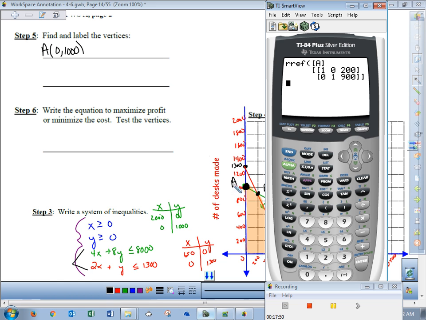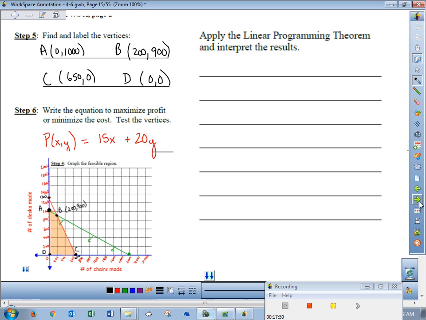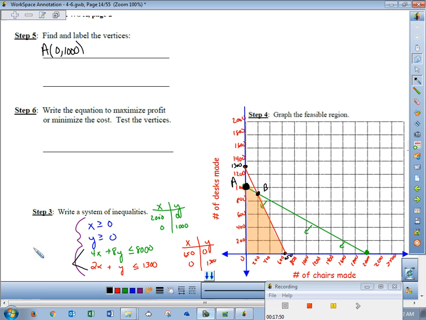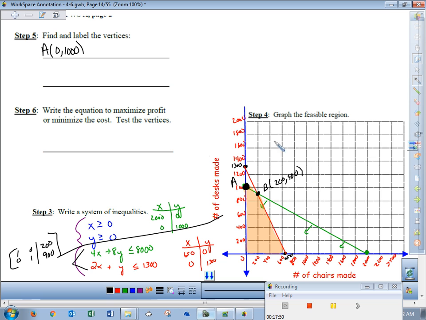And boom! I would like you to write this solutions matrix down right over here to the side, like so. So that was 1, 0, 200, and 0, 1, 900. That totally means that these guys intersect at the ordered pair 200, 900. So I'll put that in my graph, 200, 900, and I'll put that up here. Vertex B was at 200, 900.